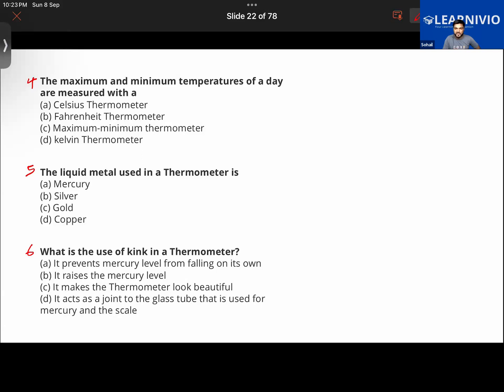Yes, that is correct. Gauss and Priyanka. Good. So the maximum and minimum temperature of a day are measured with a maximum-minimum thermometer. The liquid metal, as you guys have answered, is basically mercury. And the use of the kink is basically to prevent it from falling on its own, as you guys have answered.